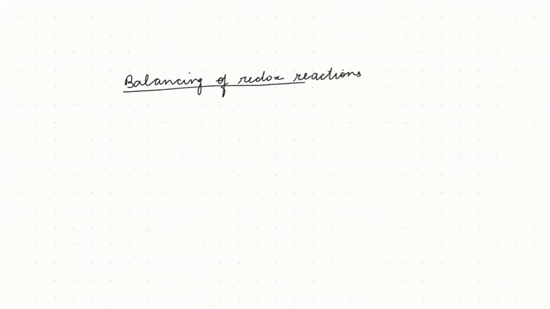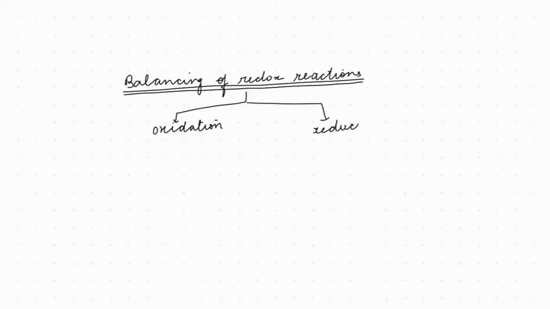Now, when we are about to learn the balancing of redox reactions, you should know what redox reactions are. Redox reactions are basically oxidation as well as reduction, right? So those reactions in which there is oxidation as well as reduction are called redox reactions, right?